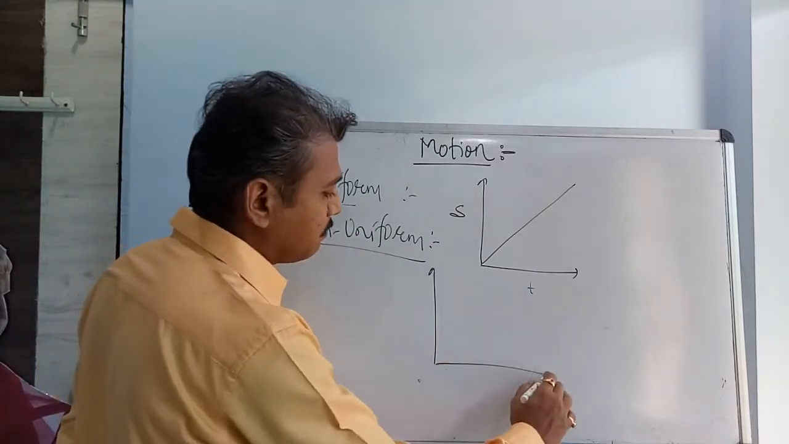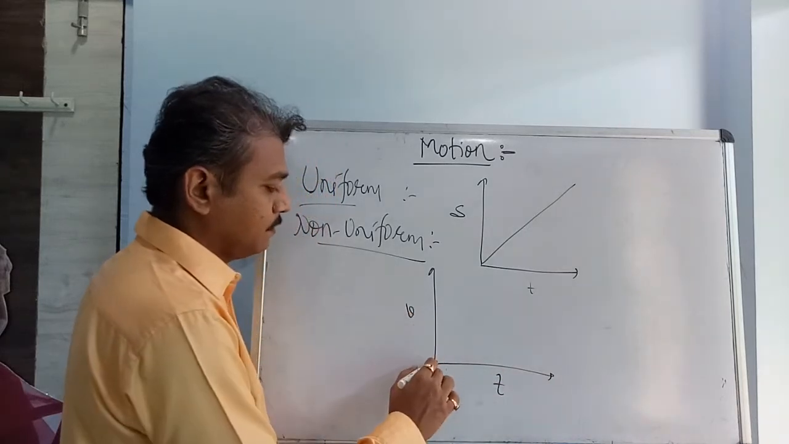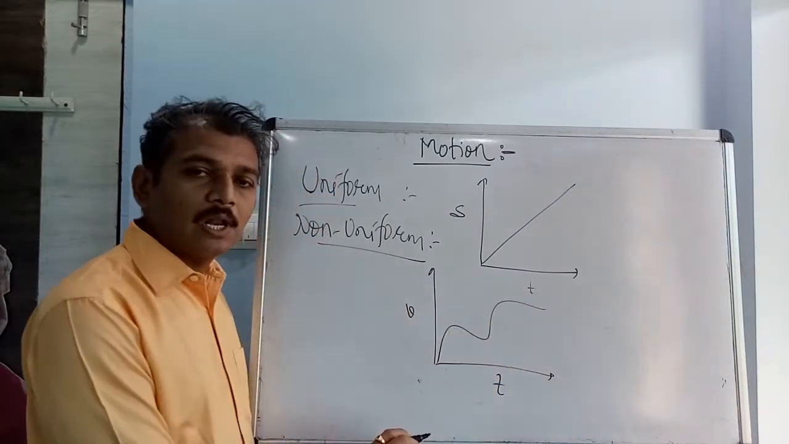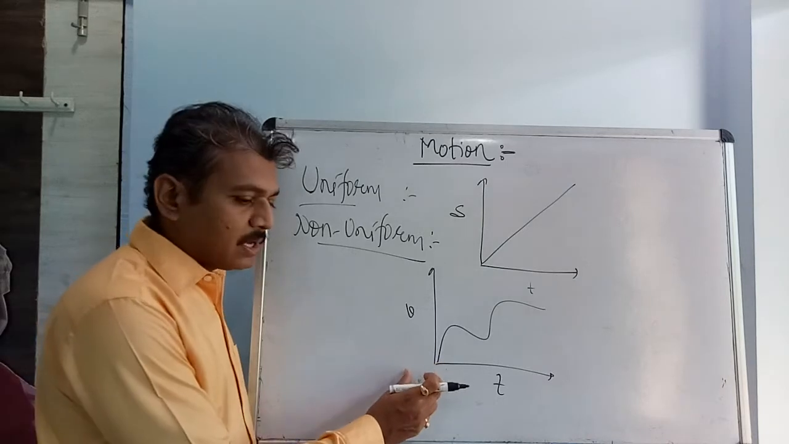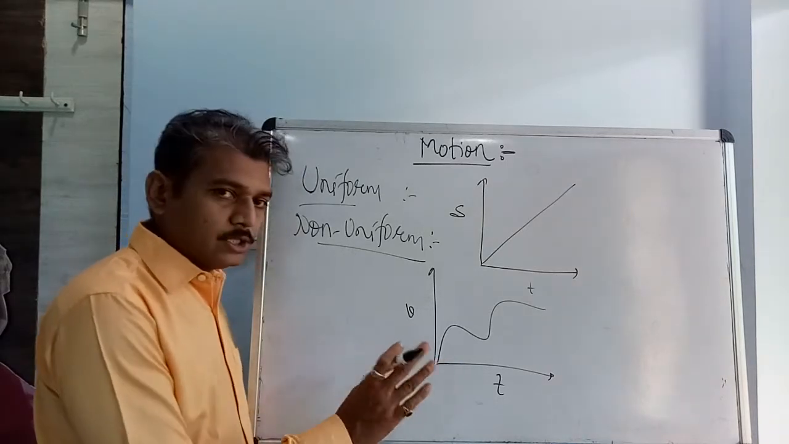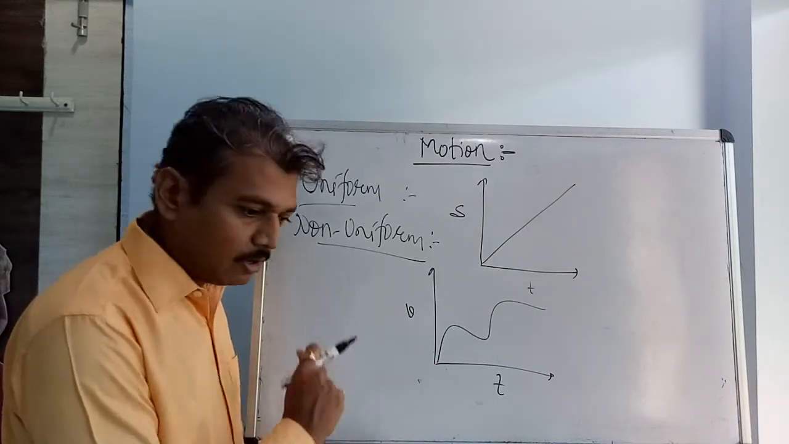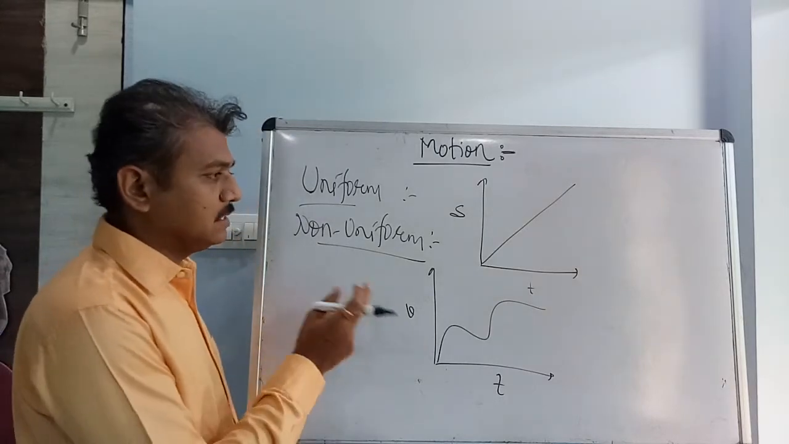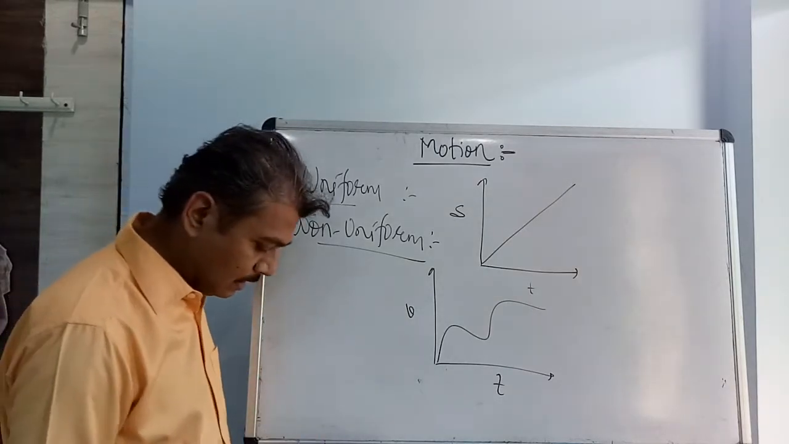If we see this type of graph, where the object is moving like this, you can see equal distance is not covered in equal interval of time. That's why this is non-uniform motion.